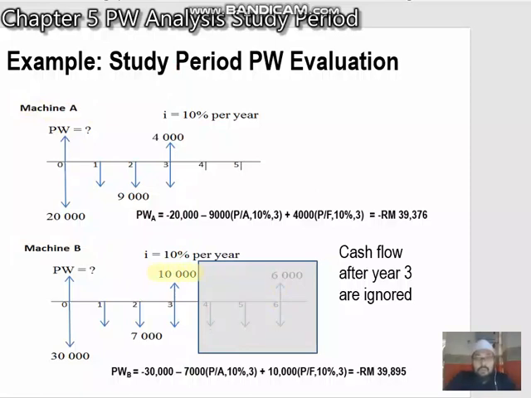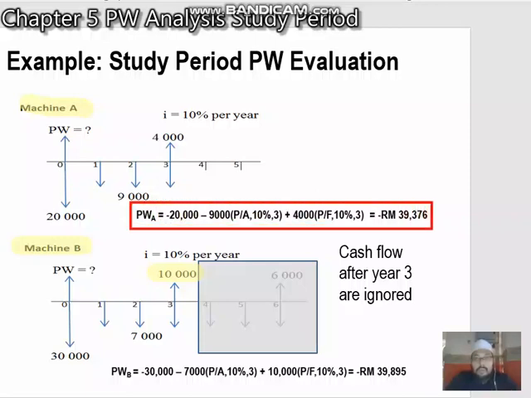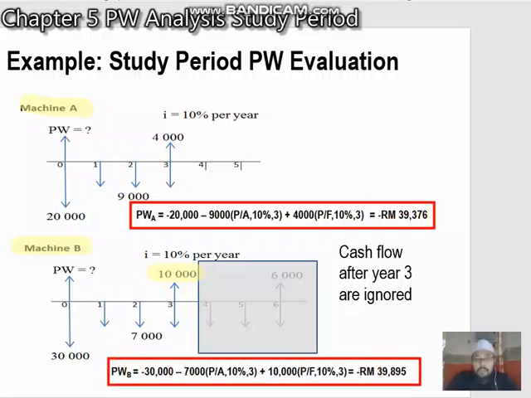Based on this cash flow diagram for machine A and machine B, we develop the equations, finding the PW for machine A for 3 years, and the PW for machine B also for 3 years. These are the equations for machine A and for machine B, and we solve them to determine the present worth value for machine A and for machine B.